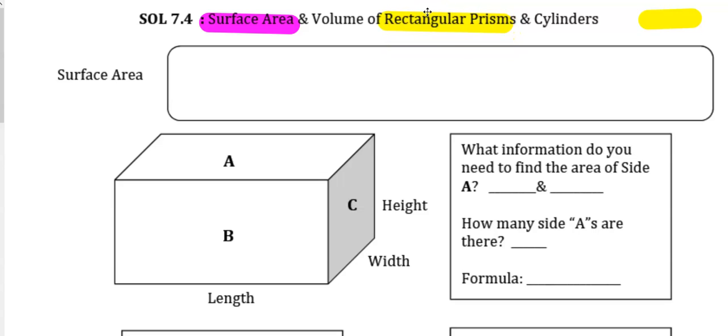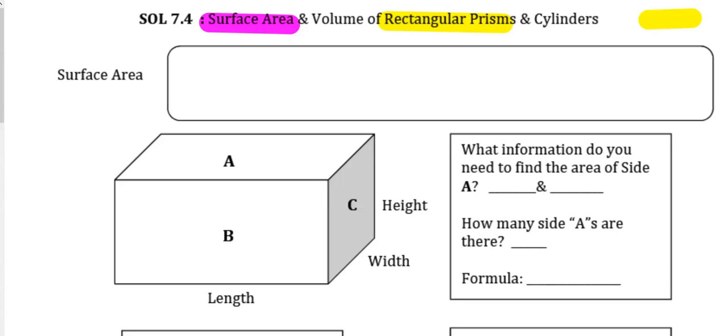We've already explored the nets and how we can create a net from a rectangular prism and find the area of all of the different parts and add those parts together. Today we're going to look at another method which involves the formula. But first let's define surface area.